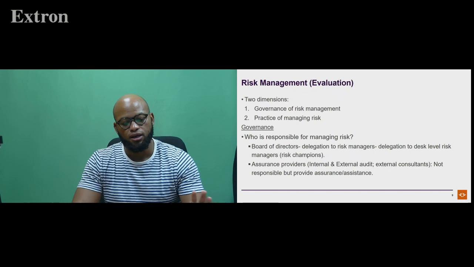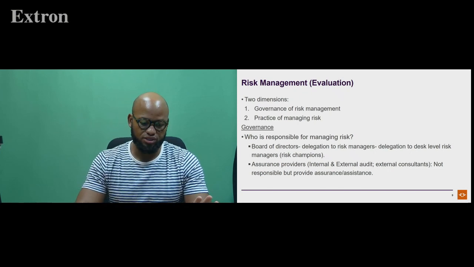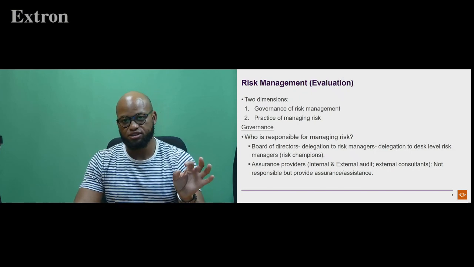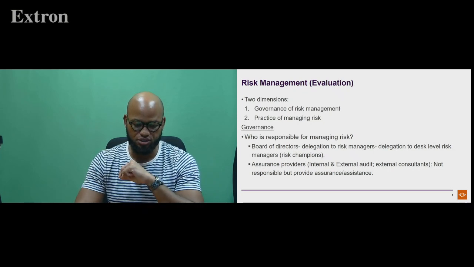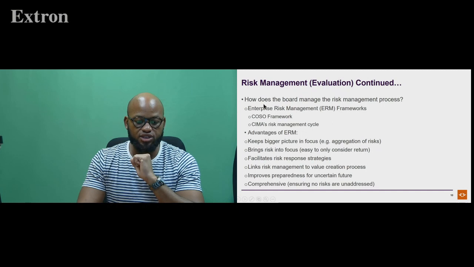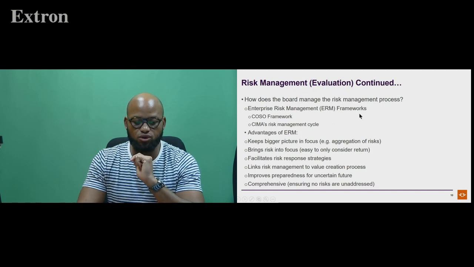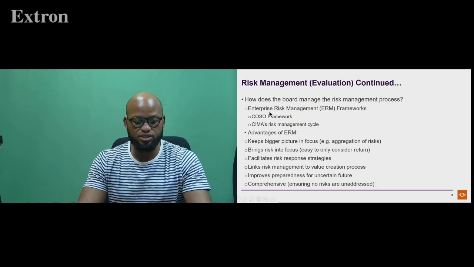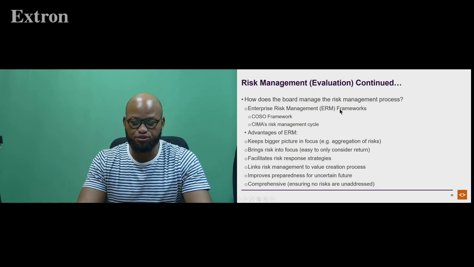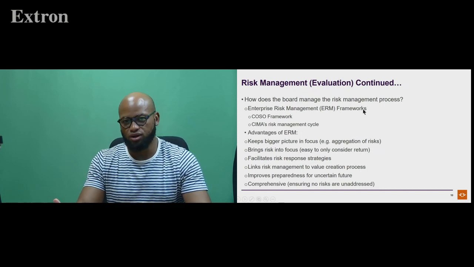Okay, so that's one key question as far as the governance of risk management: understanding who is responsible for managing the risk. And then the next question is, how does the board go about managing the risk management process? The answer is that they will need to use some sort of framework, some sort of model. Okay, an enterprise risk management framework, which is essentially a model that companies use to manage the risks of an organization.